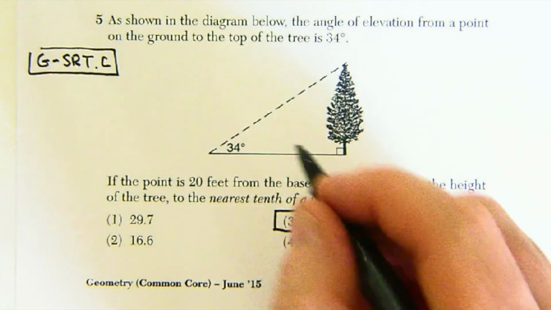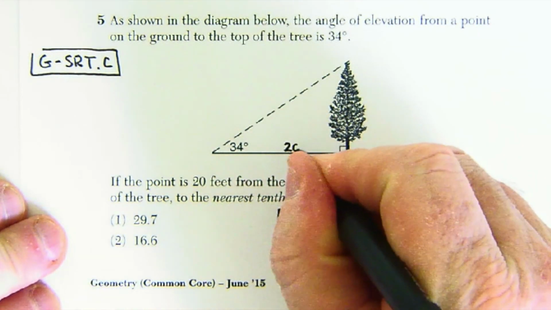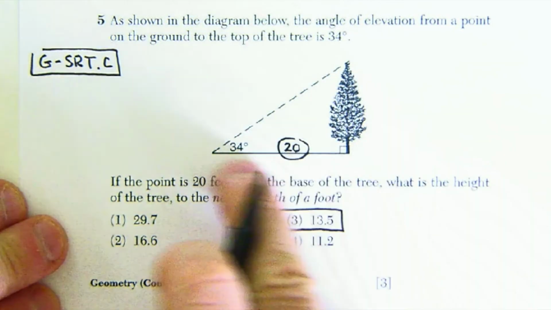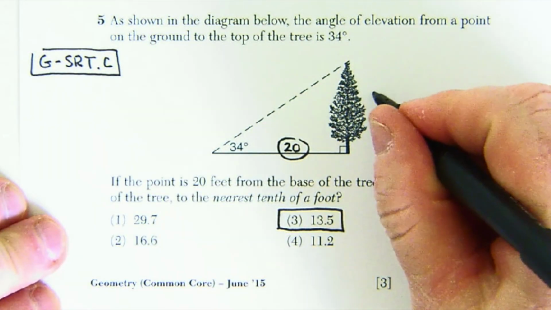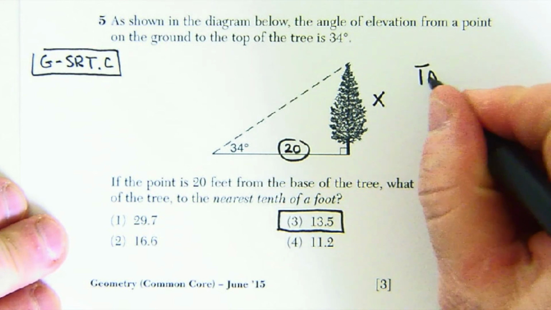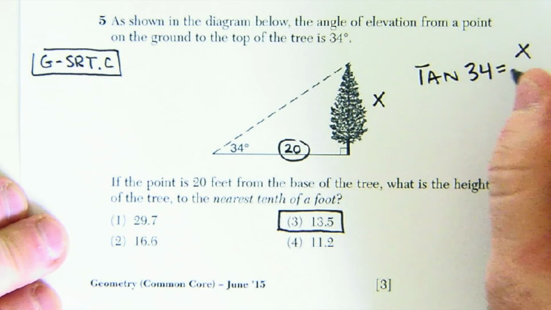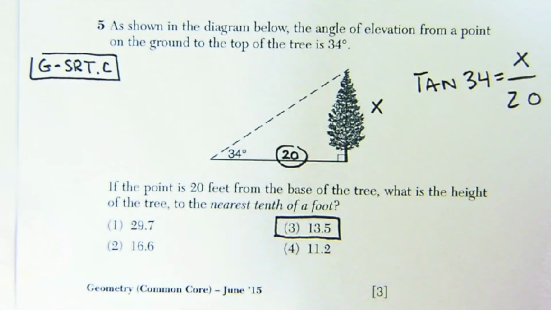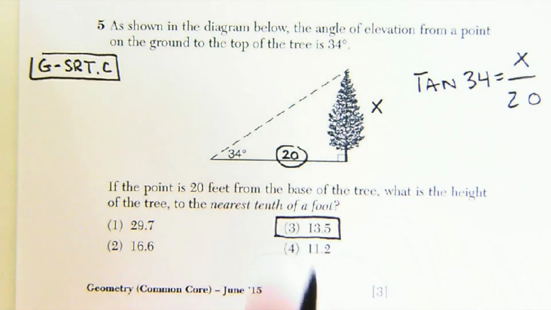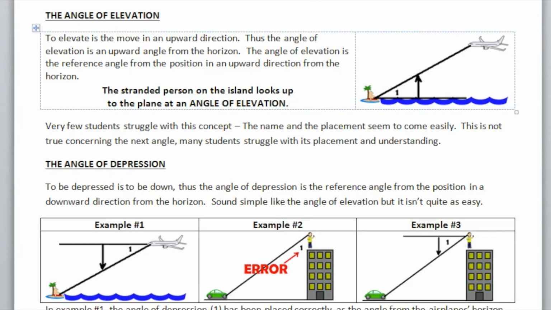And so again, we label in here, our 20 feet is from the base to here, and then we label our unknown here. This would be a tangent question. The tangent of 34 is x over 20, and then we cross multiply, and we find that our solution is 13.5. A very easy, straightforward style of question, and definitely gets hit a lot in the materials. Let's look at that now. There's nothing really tricky here to show you.